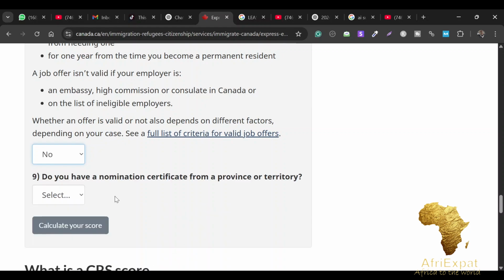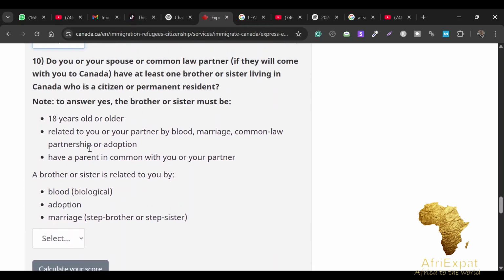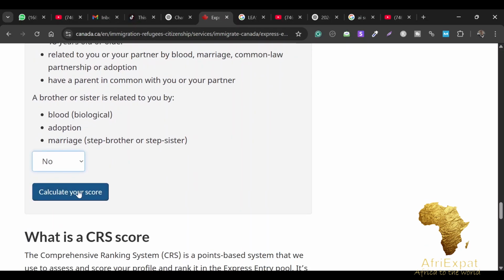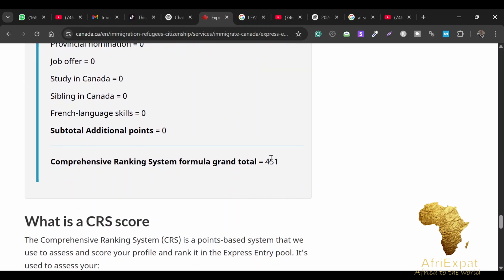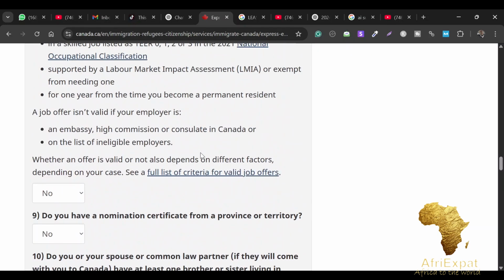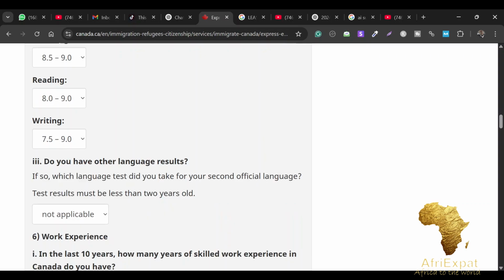Job offer? No. Do you have a nomination from any province in Canada? No. This also no. So let's calculate the score and see. Okay. So 451. As you can see, 451 compared to the score we had earlier on. Each of these factors can actually affect your score, depending on what you input.